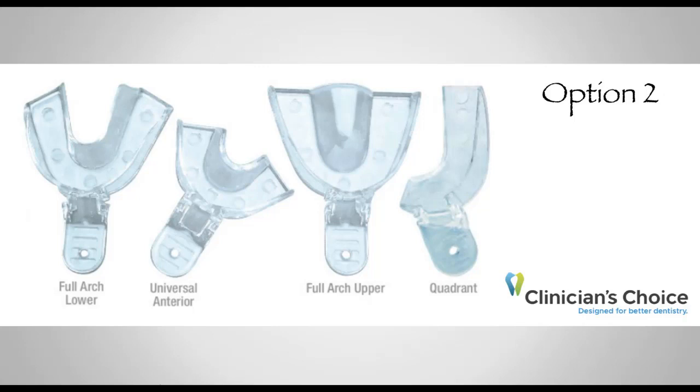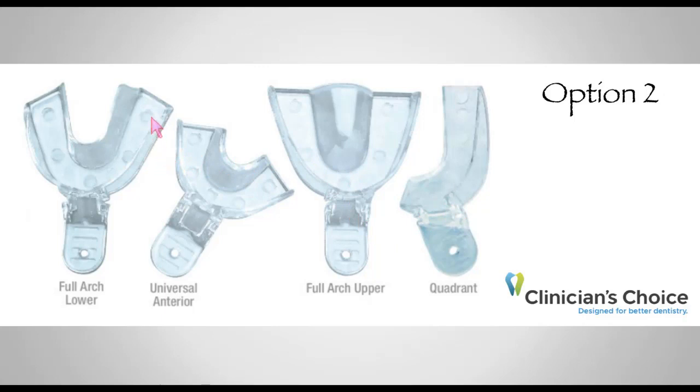Another option, if you want to avoid going through the whole process of the putty matrix and the clear PVS, is using these clear trays. Clinician's Choice makes these clear trays, and they sell them. You can buy them as well on Amazon, and there are a lot of companies that sell them there. They're very inexpensive, and you have all shapes.